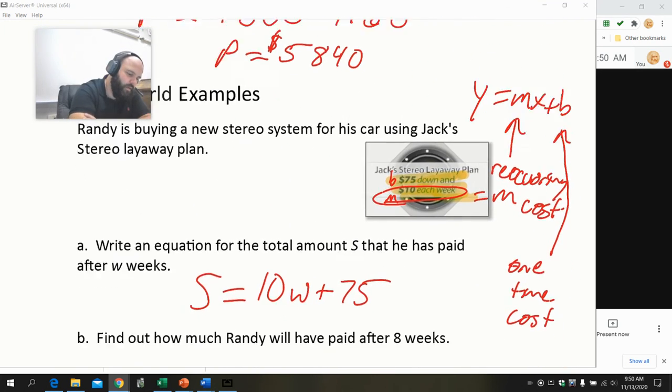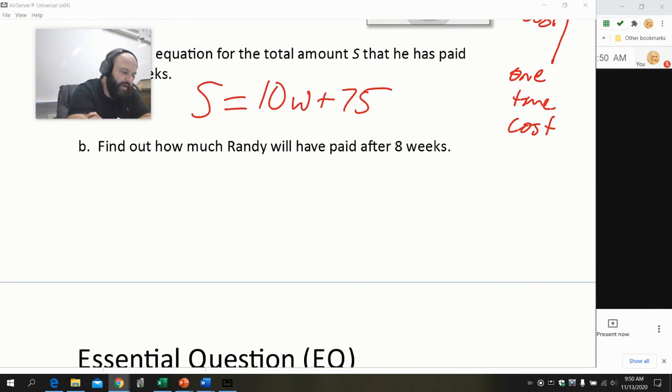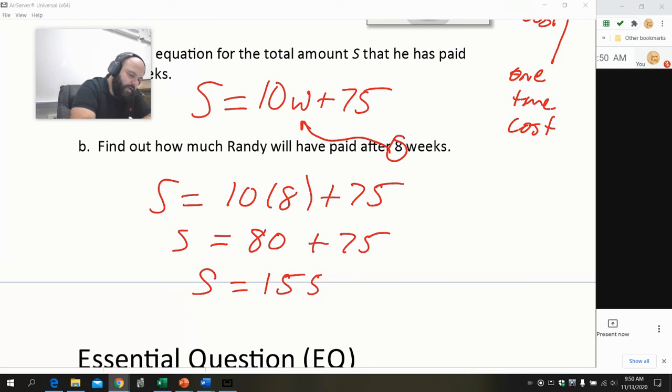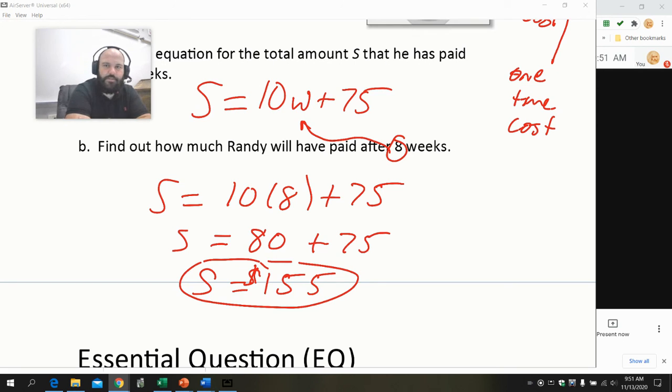So moving back to this problem, it says find out how much Randy will have paid after 8 weeks. So we need to take this number 8 and put it in for W. So we have S equals 10 times 8 plus 75. Now 10 times 8 is 80. And 80 plus 75 is going to be 155. So that means after 8 weeks, Randy will have paid $155.